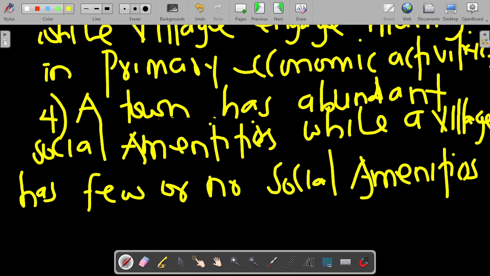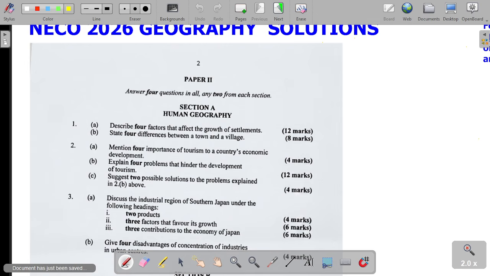So that's question 1B. Let's go to question 2. It says state 4 importance of tourism to a country economy. The likes of Egypt and many countries, most of them depend solely on tourism. The pyramid of Giza in Egypt, thousands of people go there every year.